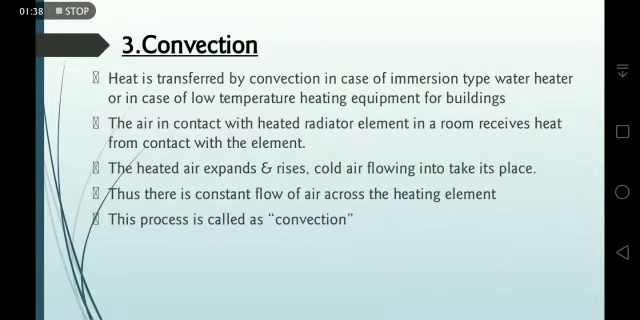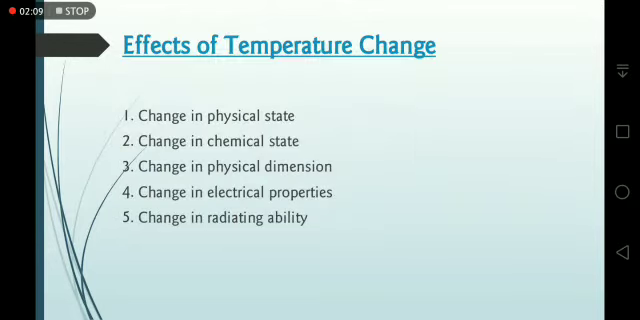The third one is convection. Heat is transferred by convection in the case of an immersion type water heater or in low temperature heating equipment for buildings. For example, the air in contact with a heated radiator element in a room receives heat from contact with the element. The heated air expands and rises, and cold air flows in to take its place. Thus, there is a constant flow of air across the heating element. This process is called convection.